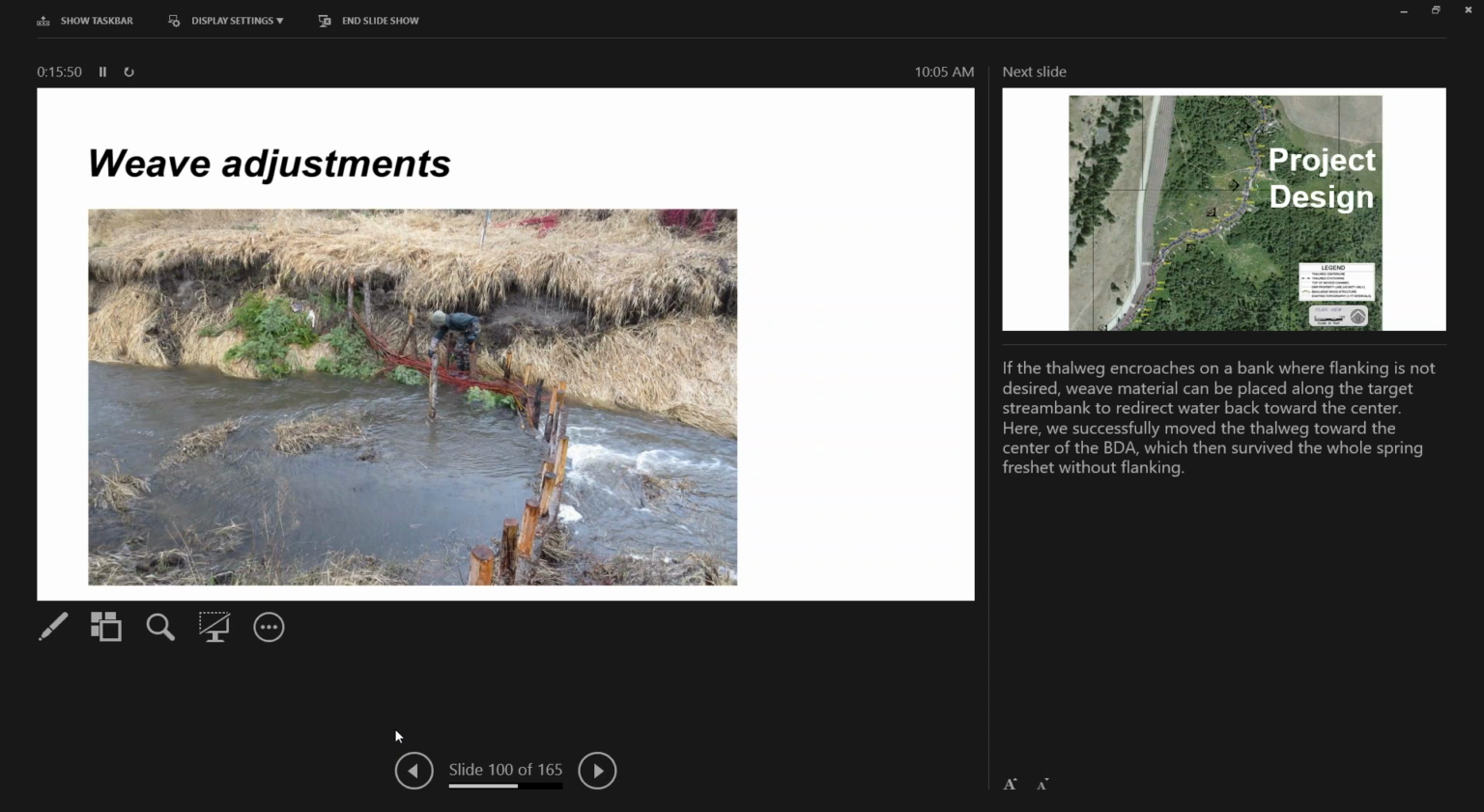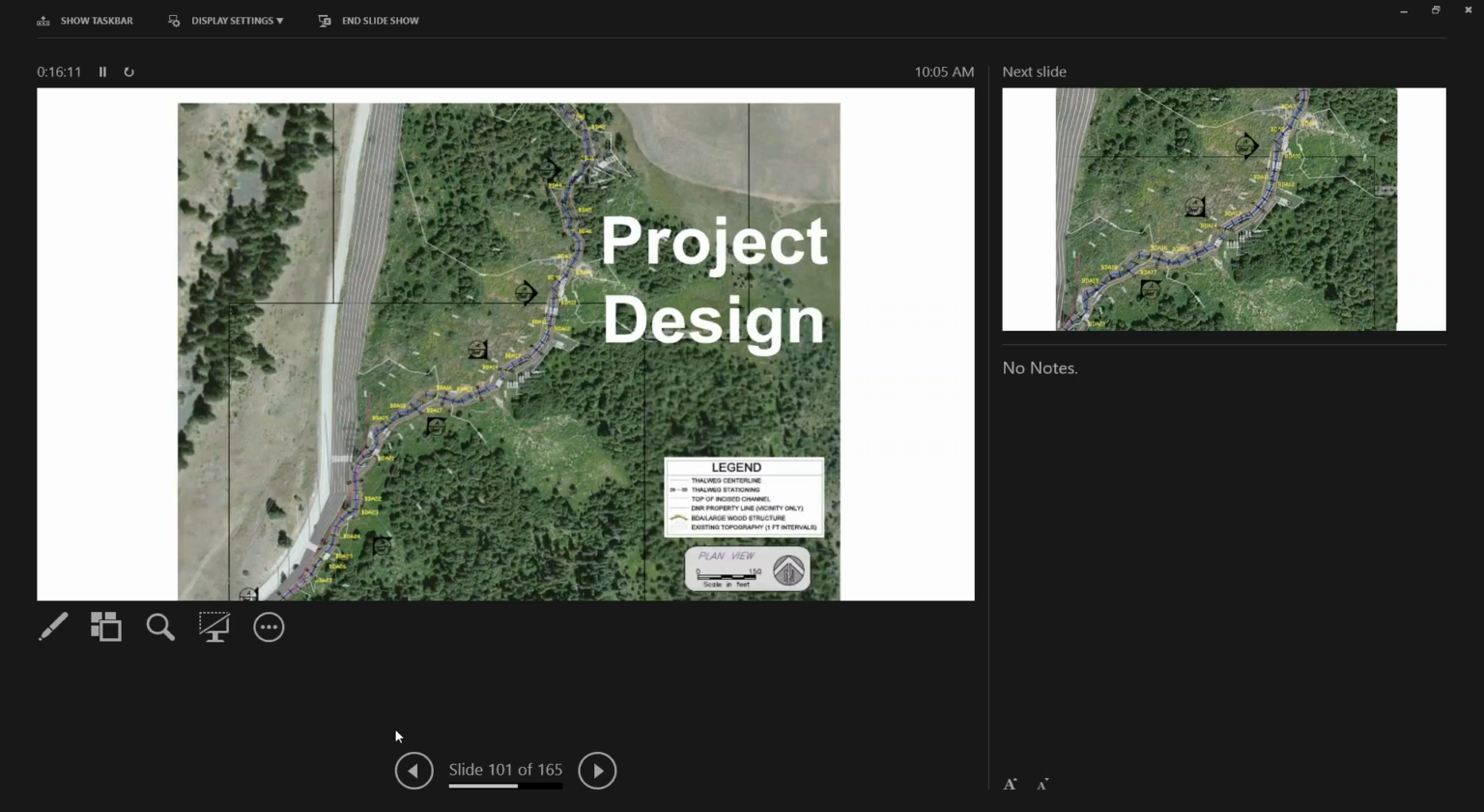And where the thalweg had been wanting to push this way, after we made the weave really robust right here, the thalweg ended up coming down off of this side, and it didn't flank on the left. So there are times where you can manipulate the weave to change the way that the stream is moving. There's never any guarantees, but that was a successful adaptation.